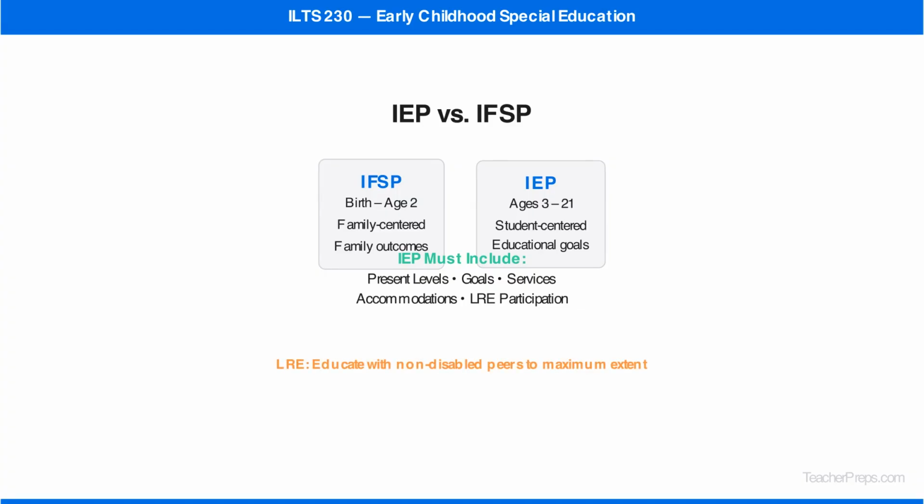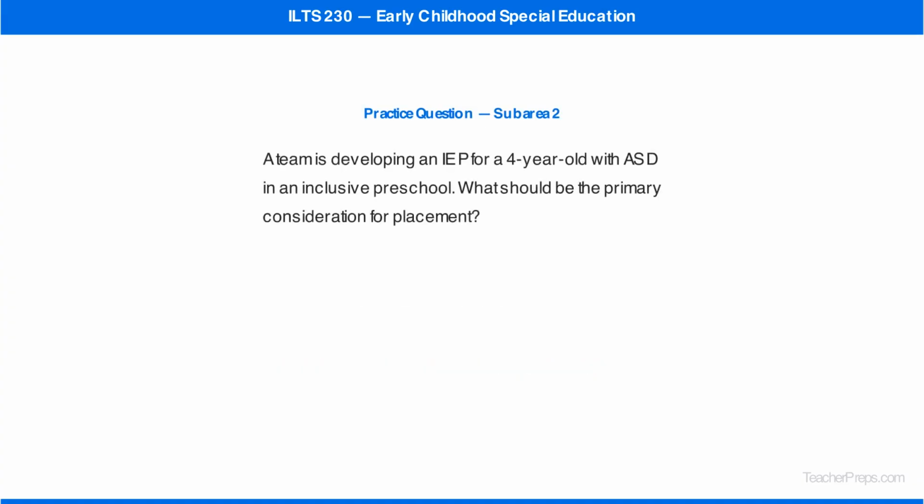Every IEP must include present levels of performance, measurable annual goals, special education services, accommodations, and the extent of participation in general education. The least restrictive environment principle requires children with disabilities be educated alongside their non-disabled peers to the maximum extent appropriate. Transition planning for early childhood means planning moves from early intervention to preschool at age 3 and from preschool to kindergarten.